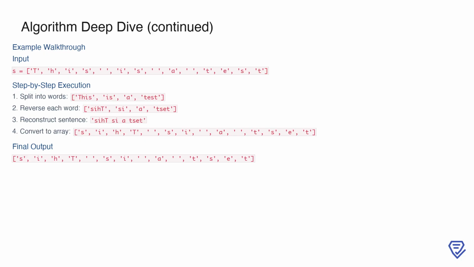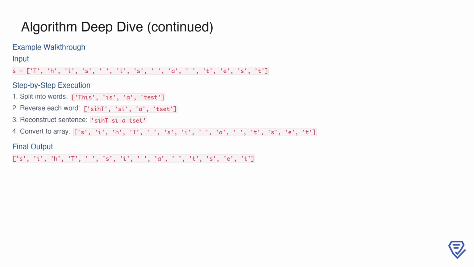Consider the input character array "THIS IS A TEST". First, we split this into words, resulting in the list "This", "is", "a", "test". Next, we reverse each word individually, producing "sihT", "si", "a", "tset". Then, we reconstruct the sentence by joining these reversed words with spaces, which gives the string "sihT si a tset". Finally, if needed, we convert this string back into a character array, resulting in the output "SIHT SI A TSET".